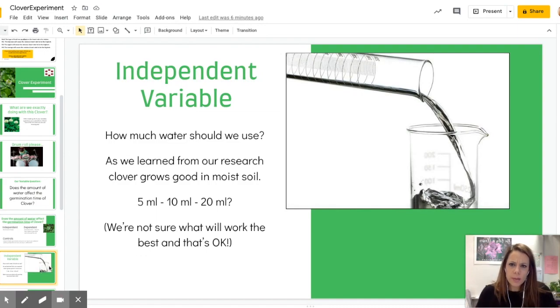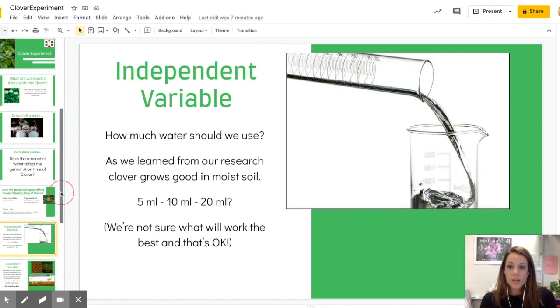One thing we have to think about too is how much water we're going to use from plant to plant. So we've talked as 7th grade science teachers just about what possible amounts we could choose. We haven't 100% decided this, but we know from doing our research that clover grows the best in wet or more moist type of soil. We're not 100% sure if these numbers are going to be good, but it's just a starting point where we can guess. So that's our independent variable.